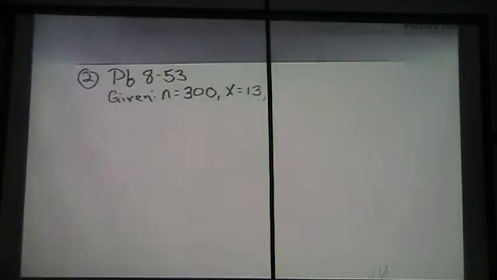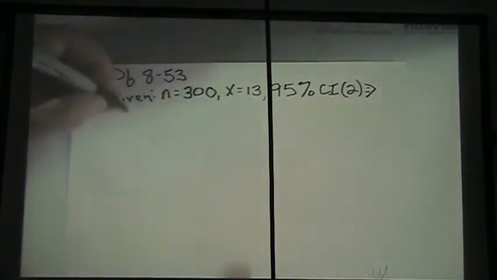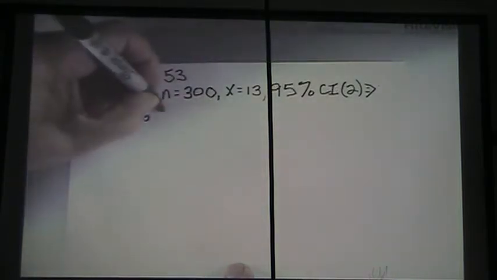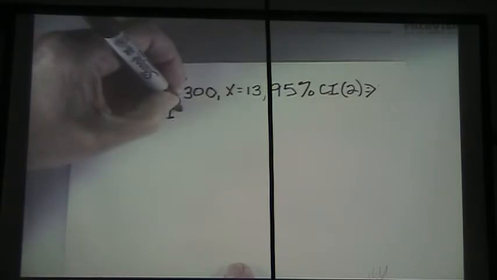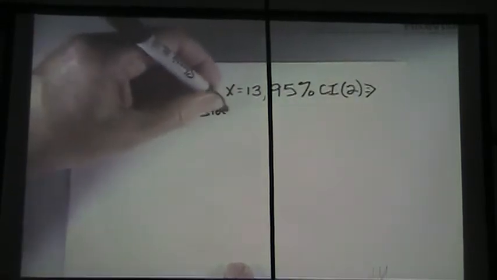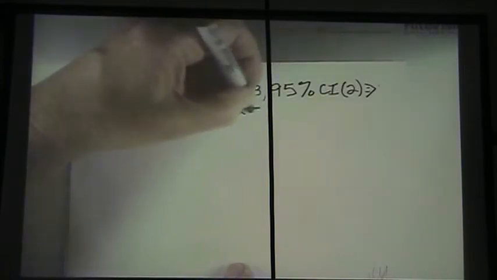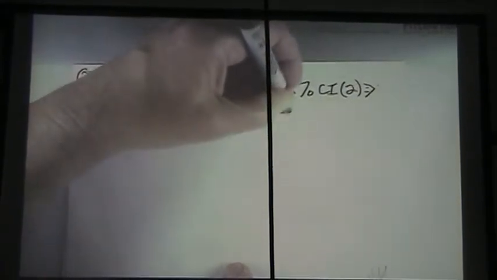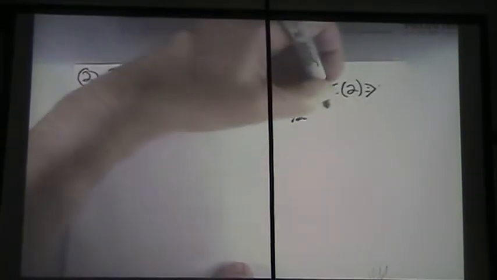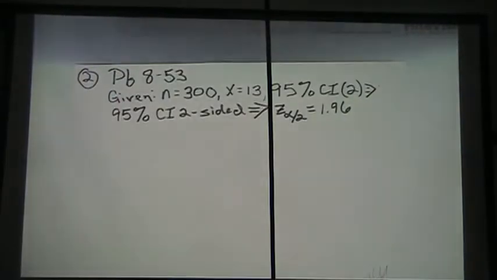All right, so we know that for a 95% confidence interval, two-sided, that implies that Z alpha divided by 2 is equal to 1.96.